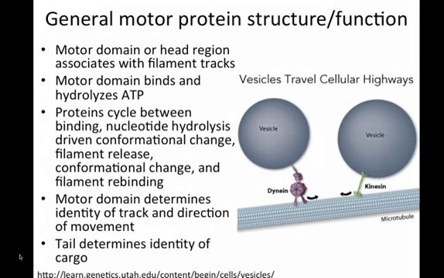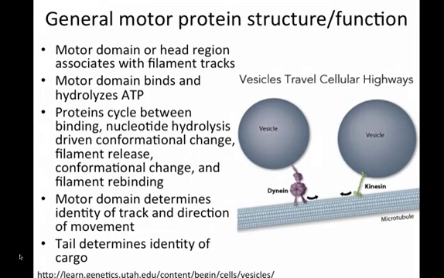So some general points. All motor proteins will have a motor domain or a head region, which associates with whatever track it's walking on. So here your track is a microtubule, and so your motor domain would be down here, okay? And the movement is dependent upon ATP binding and ATP hydrolysis. And so the proteins are cycling between binding to the track, whatever it is, nucleotide binding, nucleotide hydrolysis, some kind of conformational change, and filament release, and some kind of conformational change and filament binding.